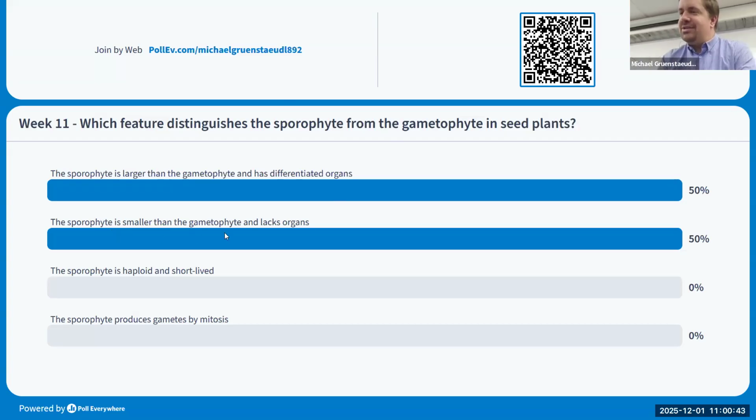One person voted the sporophyte is smaller than the gametophyte and lacks organs. Another person said the sporophyte is larger than the gametophyte and has differentiated organs. Well, which of those is it for the seed plants? What do you see here? Sporophyte or gametophyte? I mean, it's true you see both, but what do you see predominantly? Or said differently, what do you see exclusively here? Because this one doesn't have any flowers. Sporophyte or is it gametophyte?